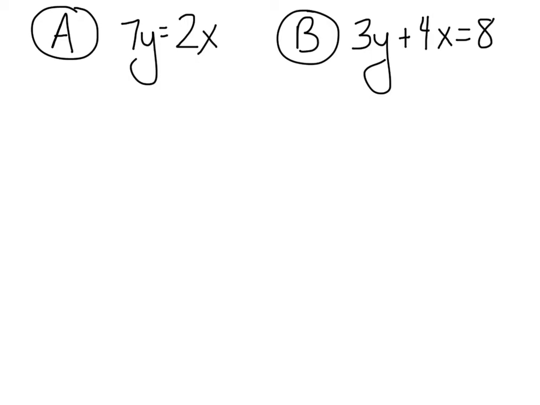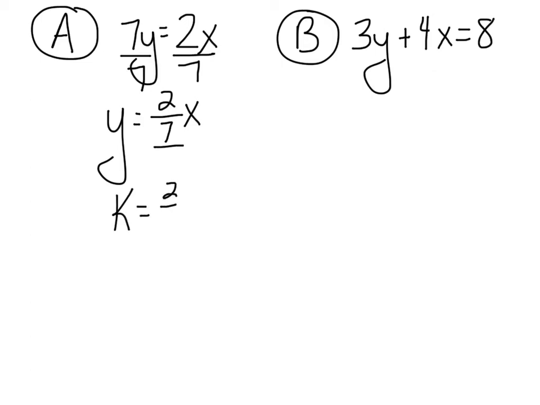So let's solve this equation for y. A, 7y equals 2x, divide by 7, divide by 7. That would give me y equals 2/7 x. Is that in the form y equals kx? Yes. So that works. The equation is in the form y equals kx, so the equation is a direct variation. The constant, which is the number in front of the x, the coefficient, k is 2/7, and that's your answer.